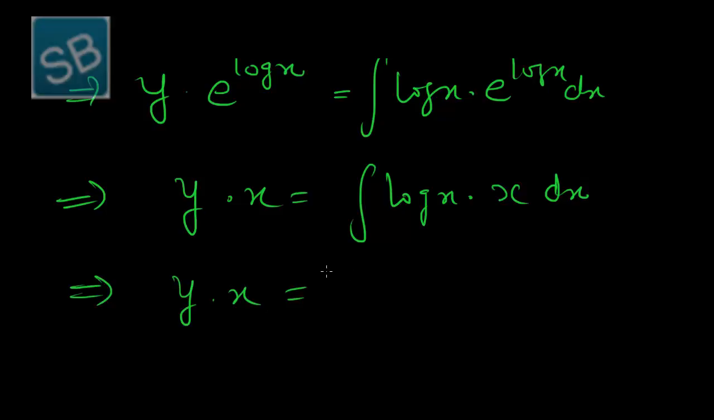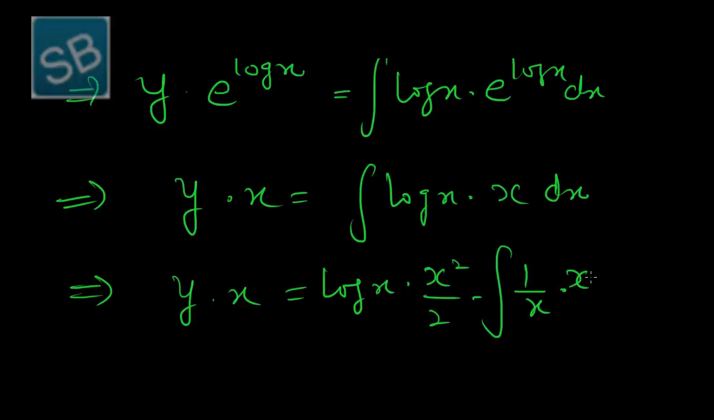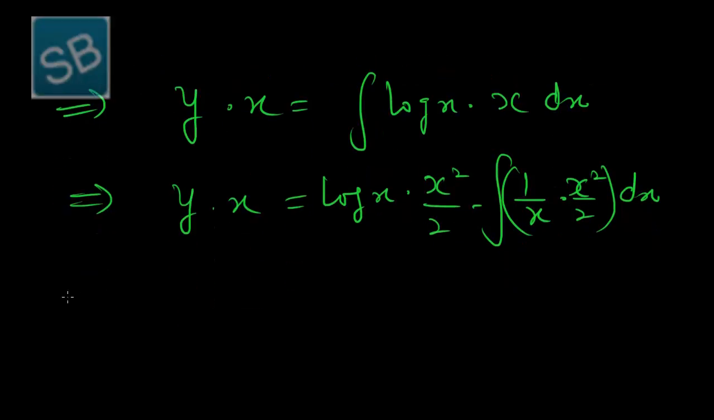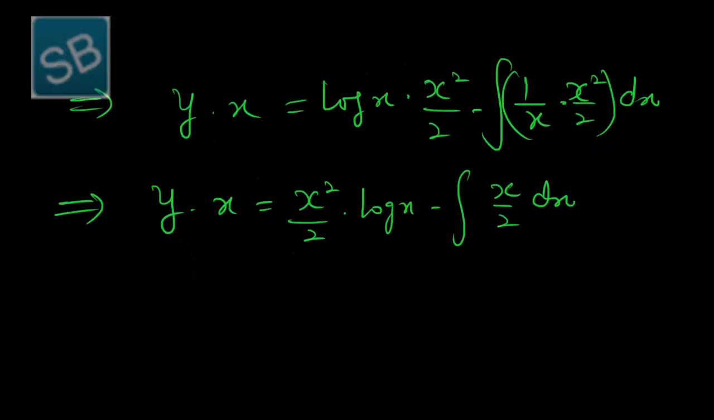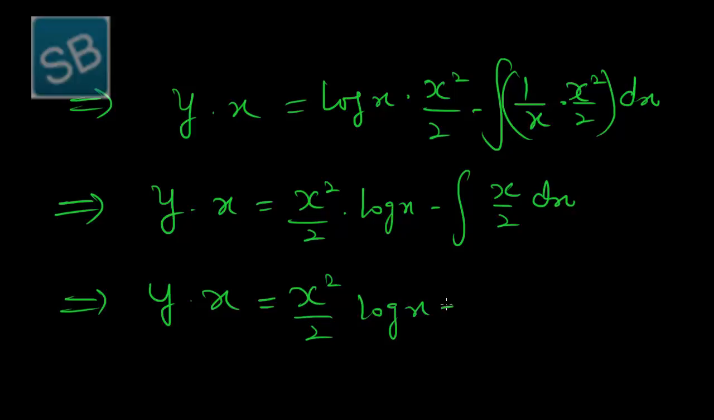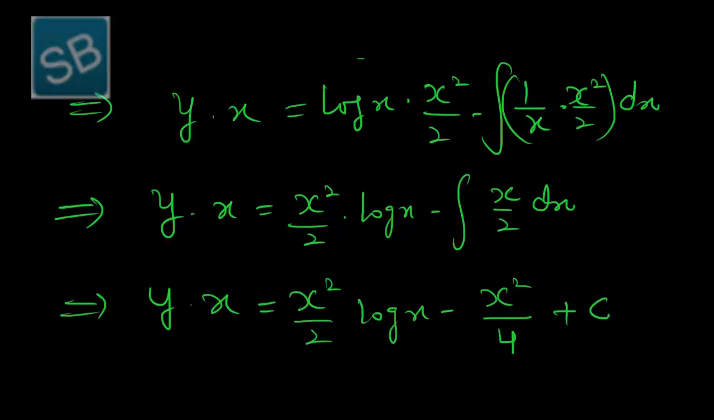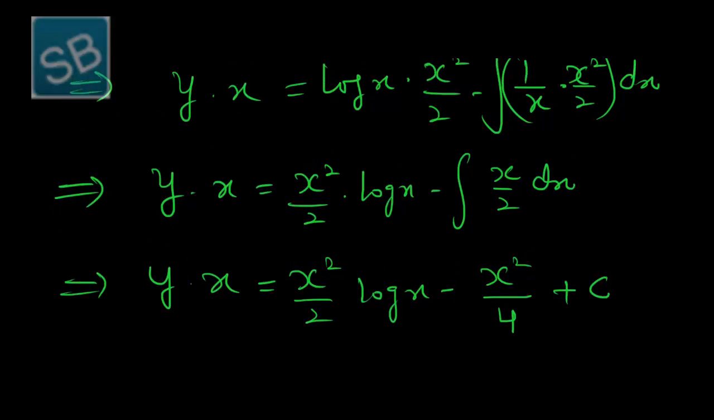on the right hand side. So we get first function log x as it is, integration of second function, minus integration of differentiation of first function into integration of second function, all over the variable x. So y into x is equal to x square over 2 into log x minus integral of x by 2 dx. So we get y into x is equal to x square over 2 log x minus x square over 2 into 2, that is 4, plus c. So which is the required solution of the linear differential equation in general solution form.